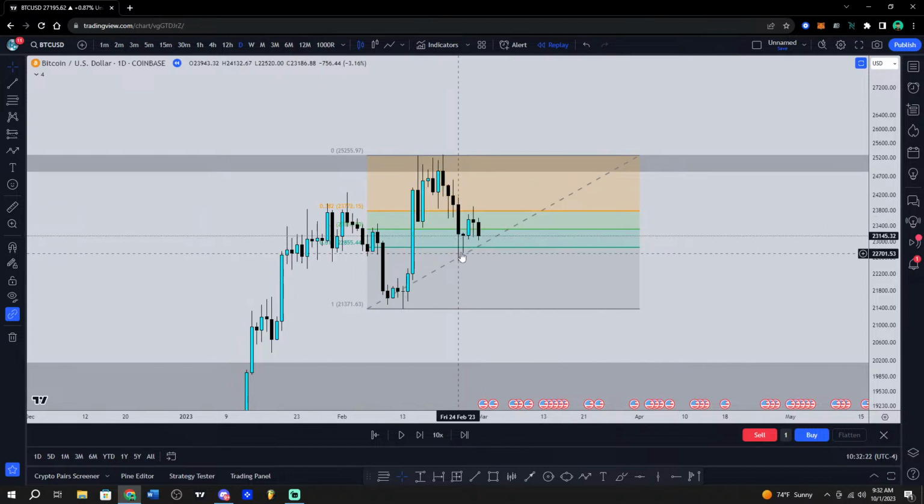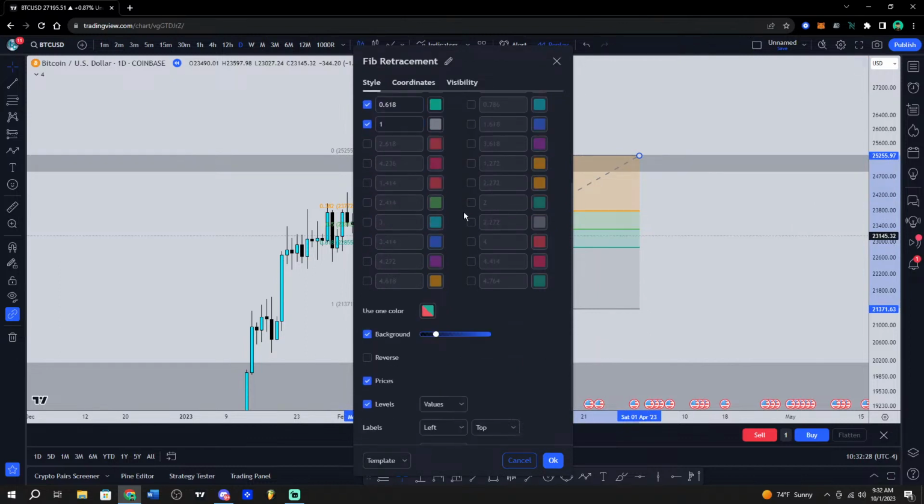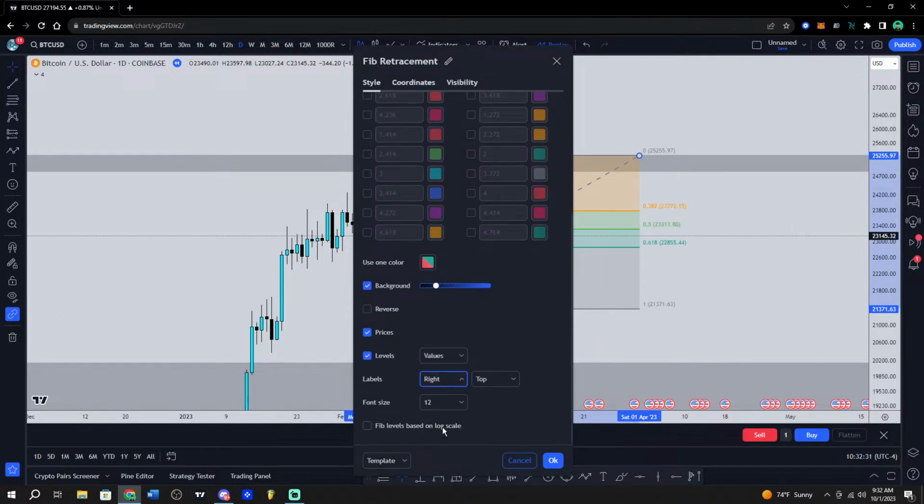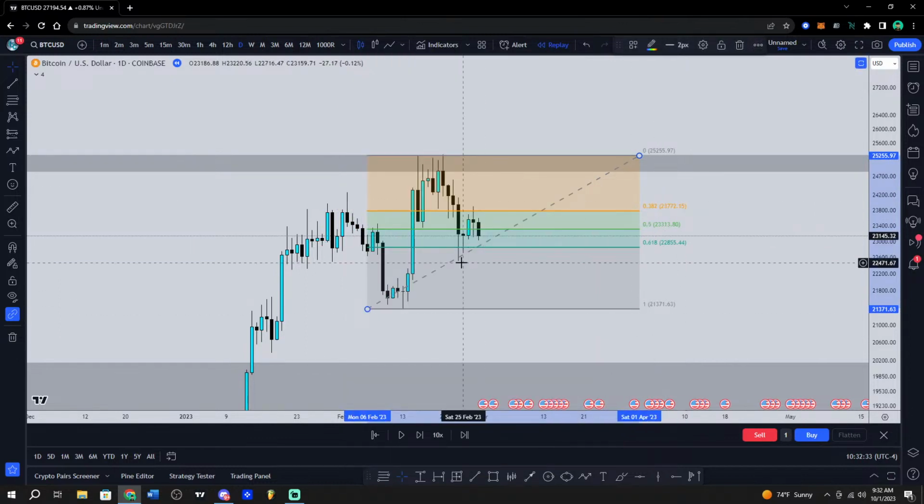We're seeing a bounce off of the 61.8. Let me move these so you can see them. So we're bouncing off the 61.8, and we're coming up and we're getting rejected by the 0.382. So what does that tell me?